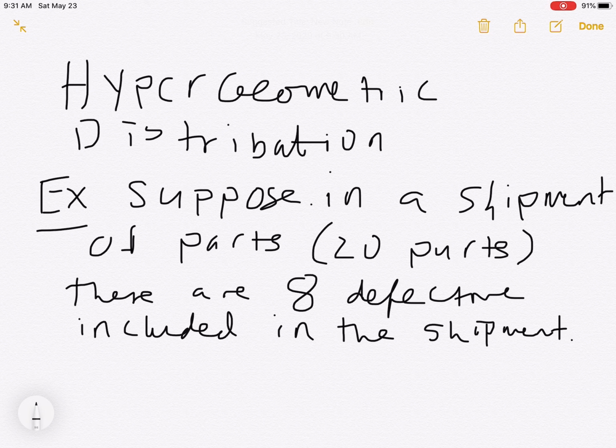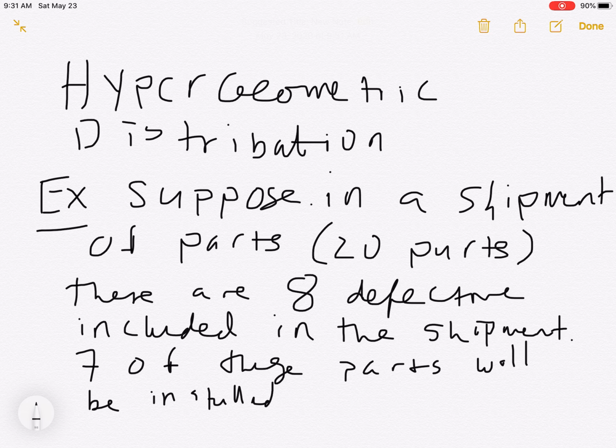Now these parts are going to be installed in a device, and the number of parts installed that are defective is the random variable. I should say that only 7 of these parts will be installed. Now I should say that the defective and working parts are indistinguishable. Like, you can't tell them apart. They're not obviously broken versus working. So note, working versus defective are indistinguishable.